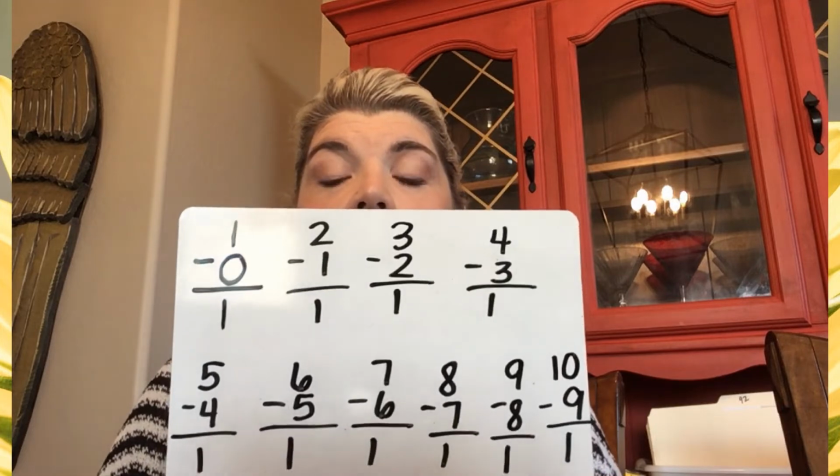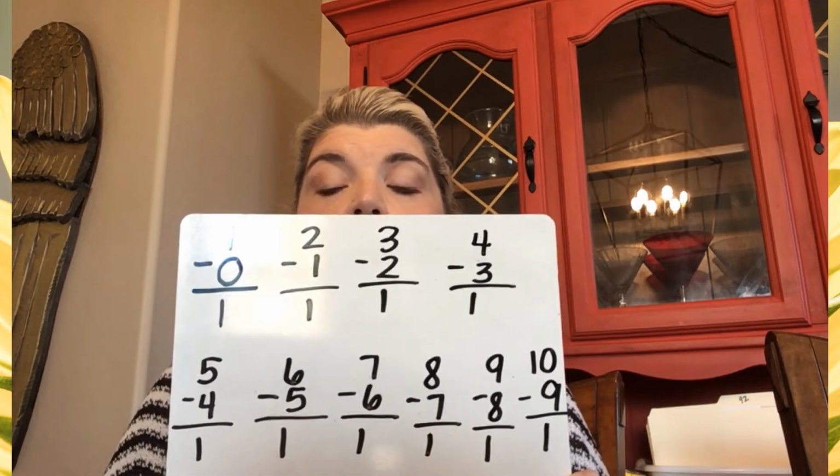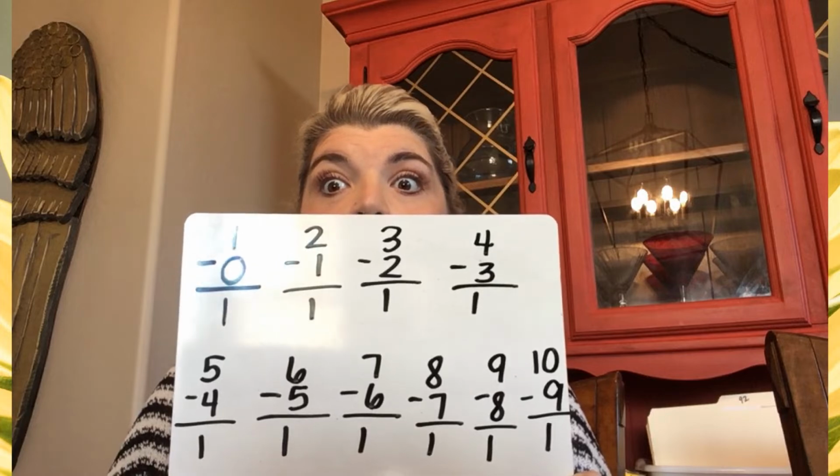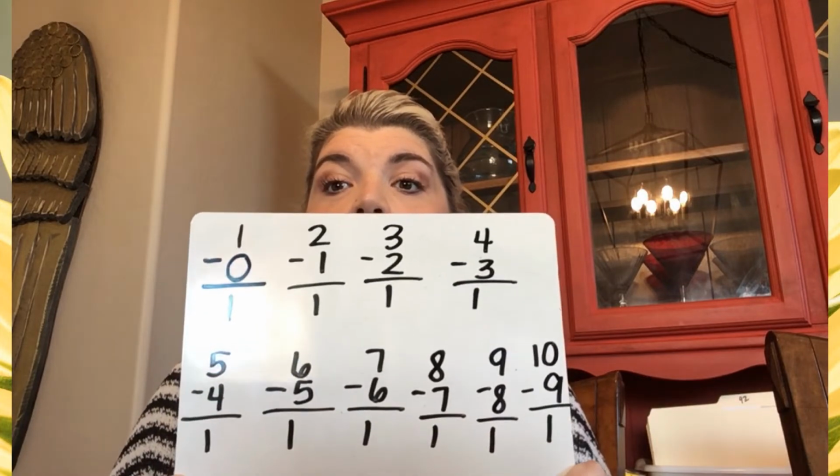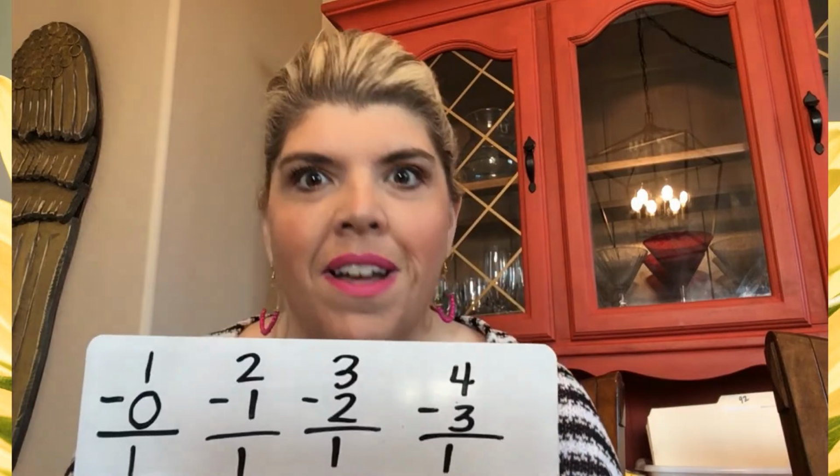So what I want you to do is on your fact sheets, I want you to go through and find all of the difference of 1 problems. You can even circle them if you want to. And that's a quick one that you can write down. The answer is 1. Good job, guys. Proud of you.